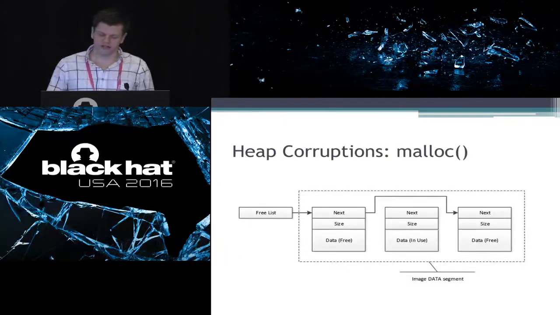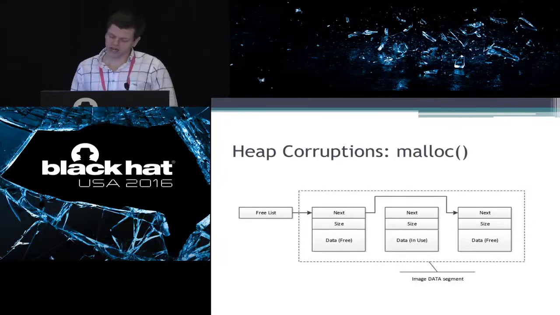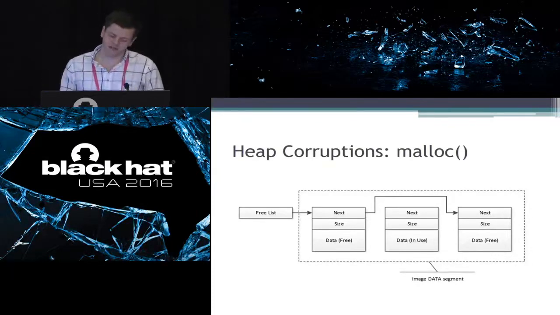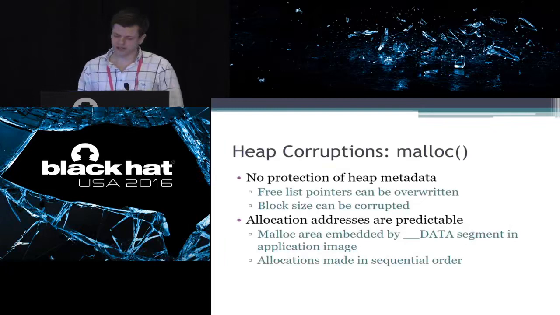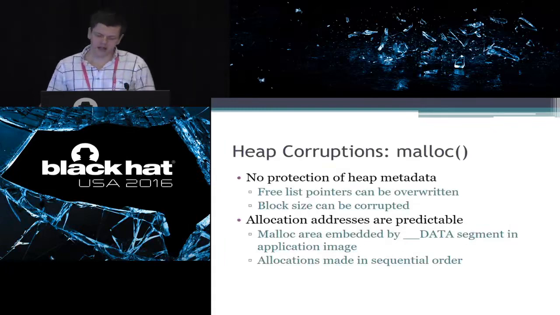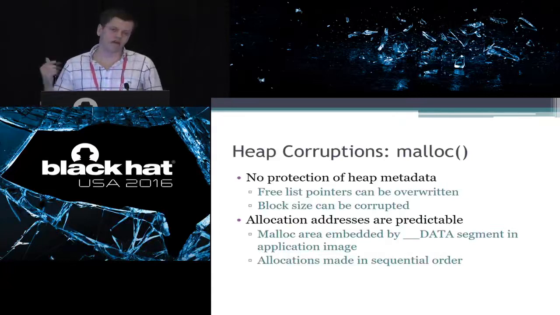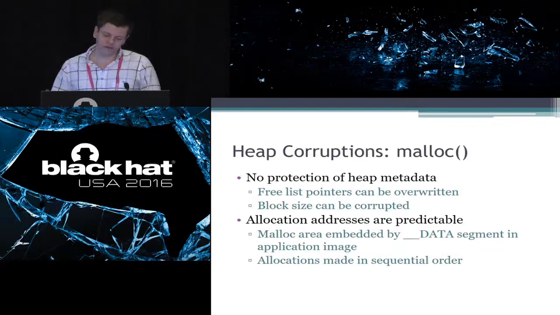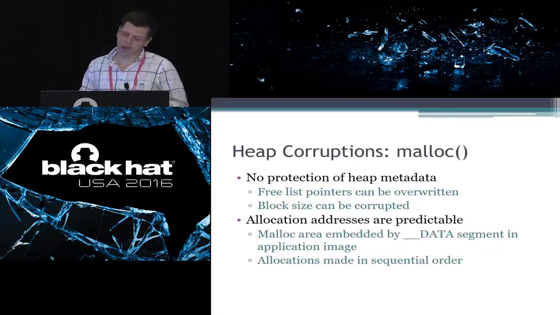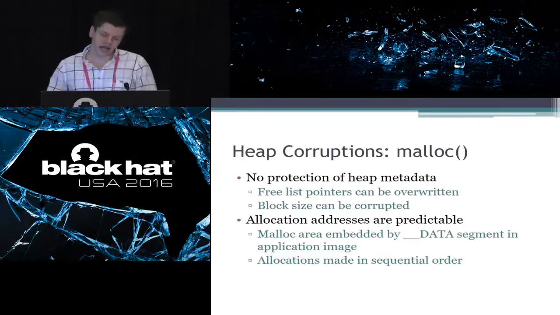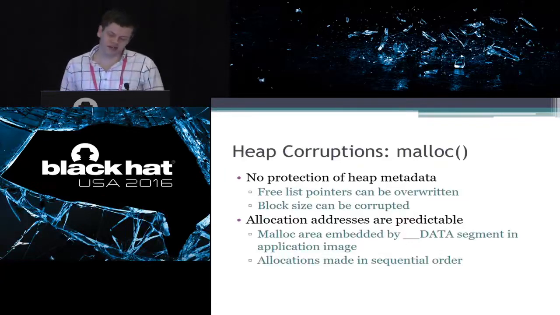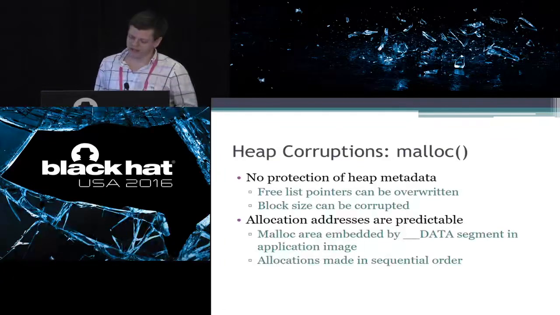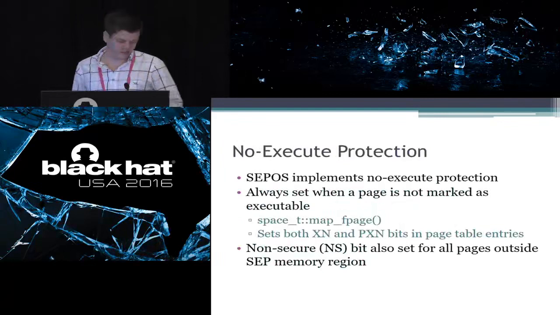This is just showing you the free list. So it's a very basic allocator where you have used data and free data, and when it's in use, it still has this metadata. Of course, there's no protection of heap metadata here. The free list pointers can easily be overwritten in order to corrupt arbitrary memory. You can overwrite the block size to extend the corruption of an existing heap corruption. Moreover, the malloc areas that are assigned to these applications are also in the data segment. So every malloc is at a predictable address. Also, the allocations are made in predictable orders, so it's very easy to predict where they're allocated.